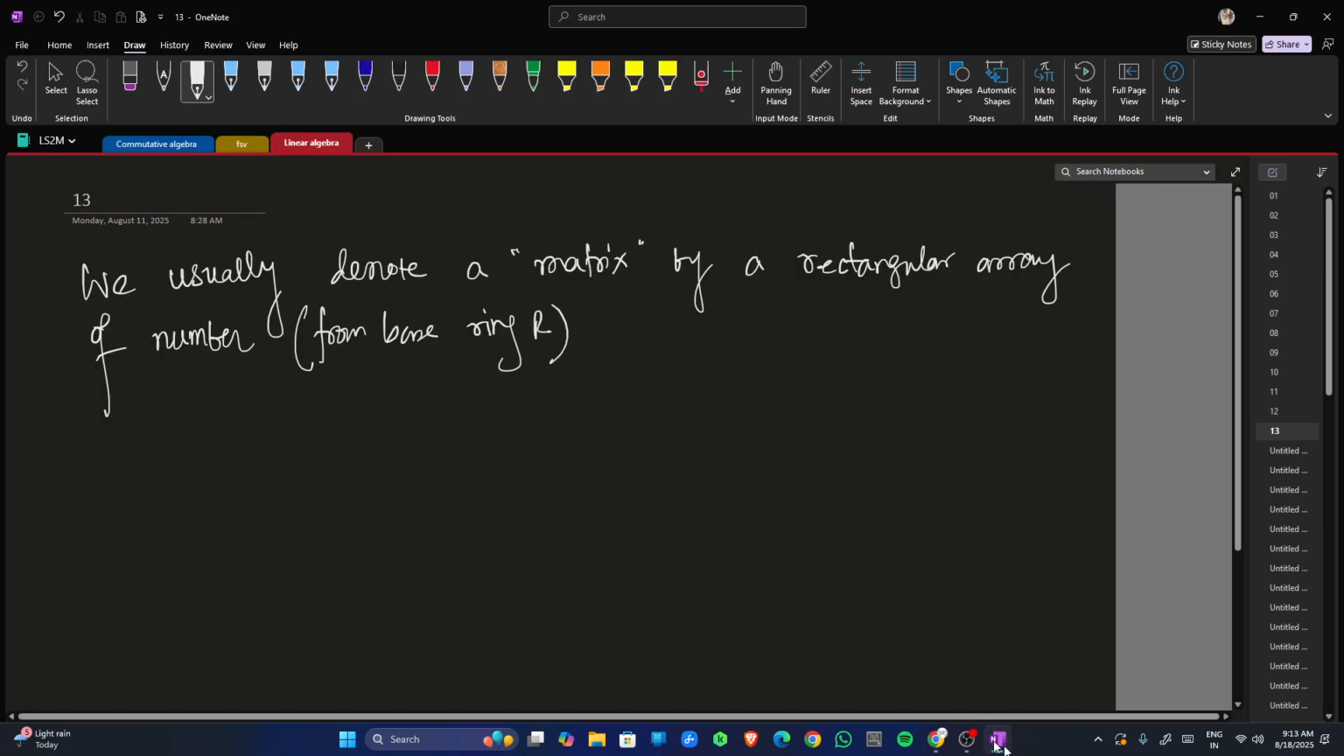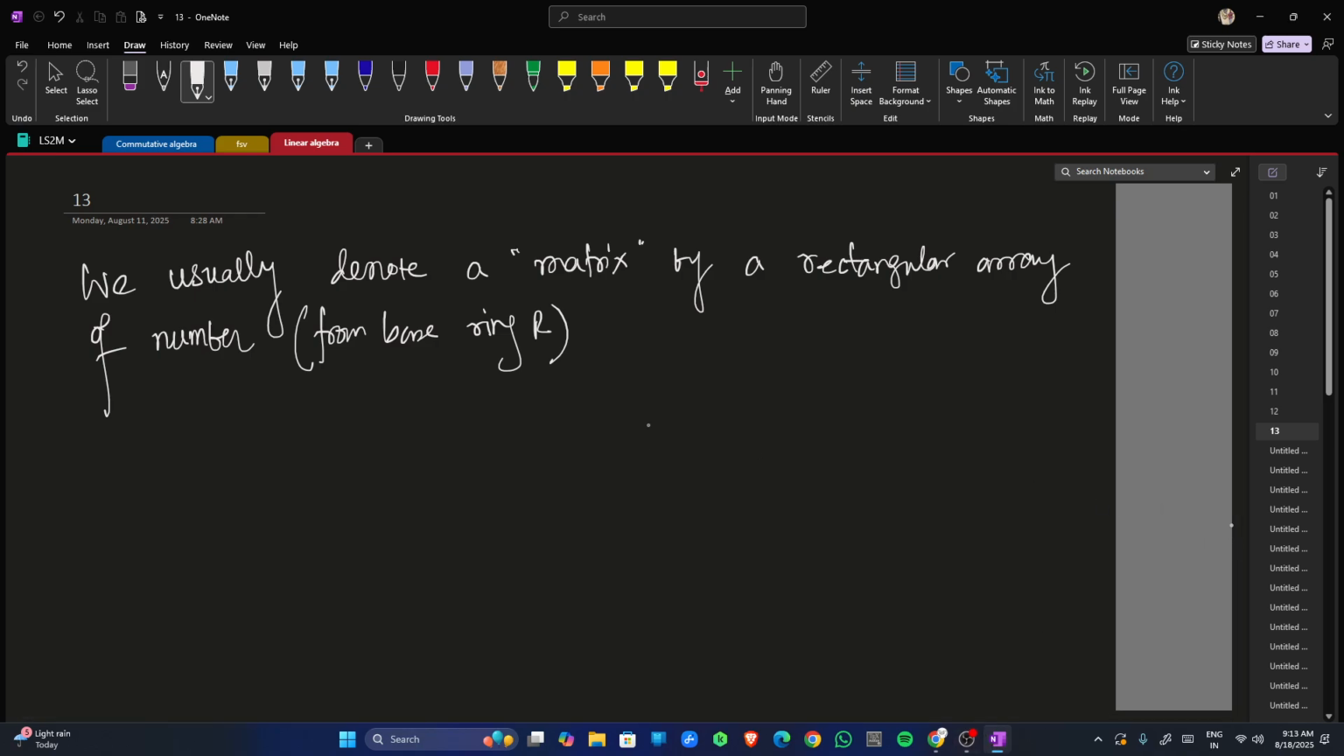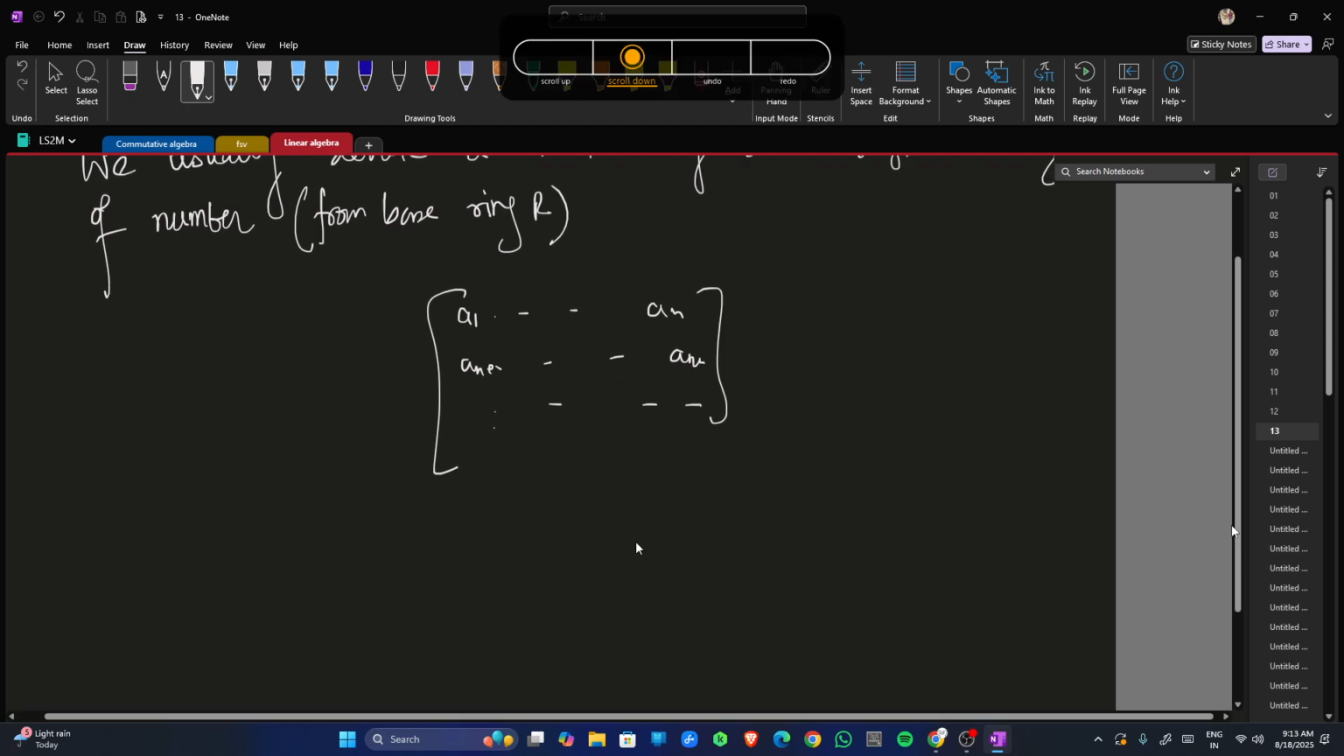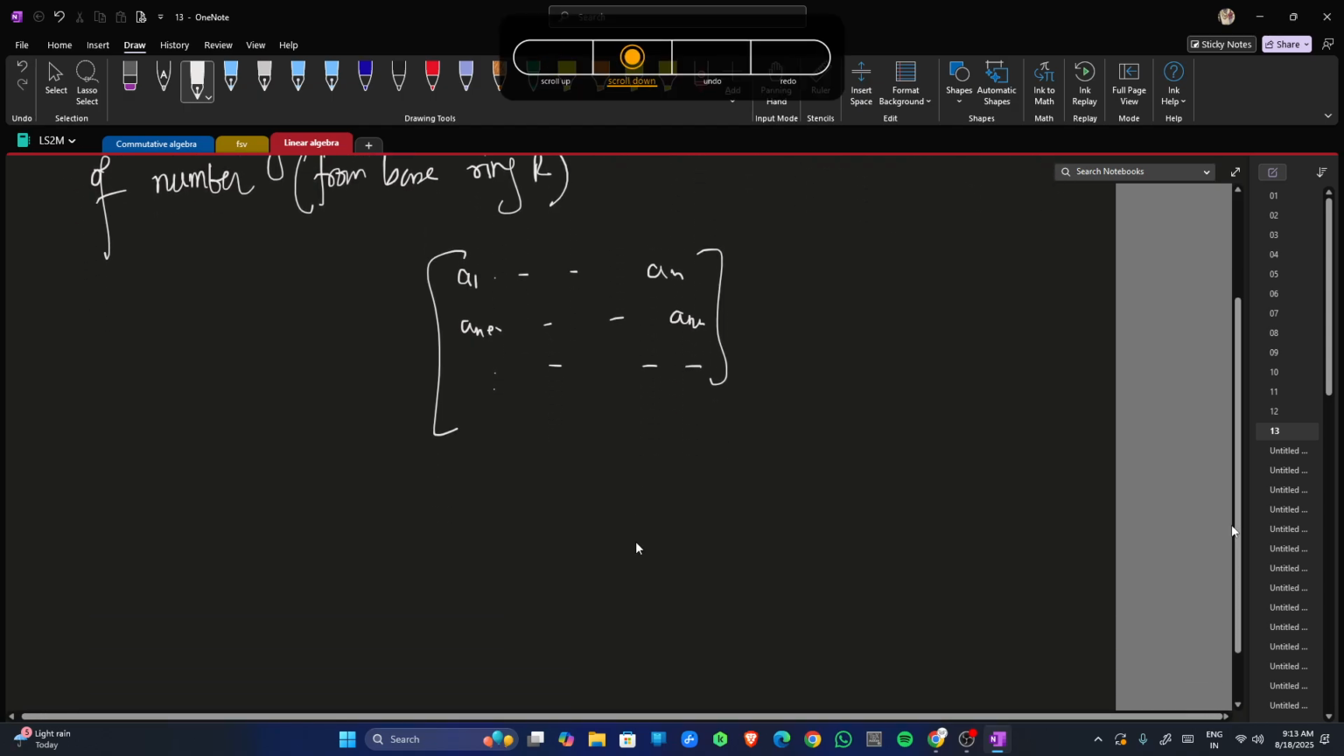Okay. So most of the time we say, this is a matrix, a rectangular array of numbers, like this: a1, a2, a3, whatever. But this is not a very mathematical description of a matrix. So what do we mean by a matrix?